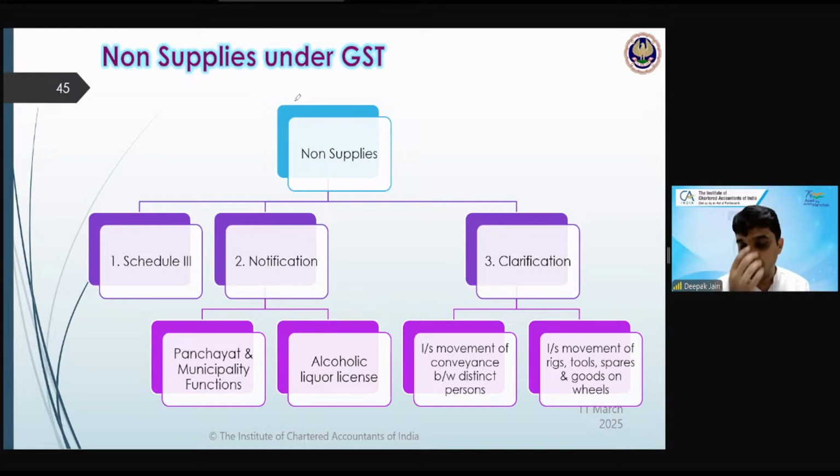What is conveyance? Conveyance is any vehicle or anything which you use for transportation. Rigs are kind of spare parts which they use in the conveyance. Okay, so the clarification is very clear that any conveyance and any rigs, tools, spares and goods on wheels will also not be liable to GST.